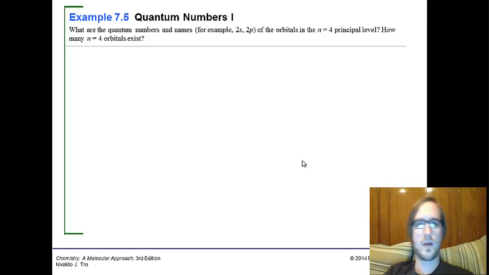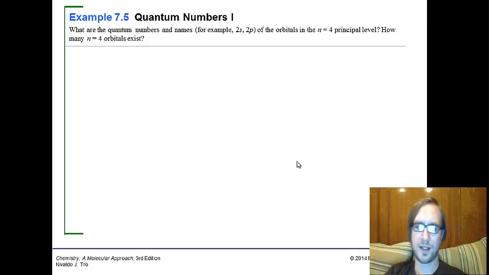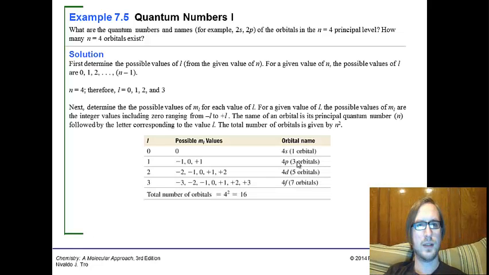Quantum numbers. What are the quantum numbers and names of the orbitals in the n equals 4 principal level? How many will exist? So this is testing your understanding of the relation between n, l, and ml. So the possible values of l are always 0 up to n minus 1. So if we had n equals 4, then l could be 0, 1, 2, or 3. So we start at 0 and we count up until we get to 4 minus 1, because n is 4.